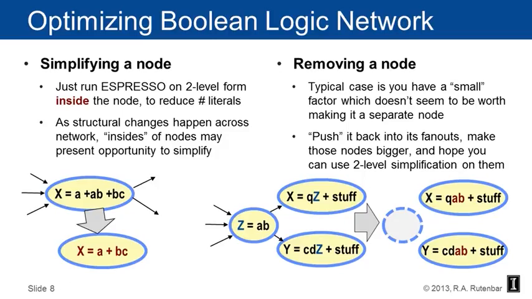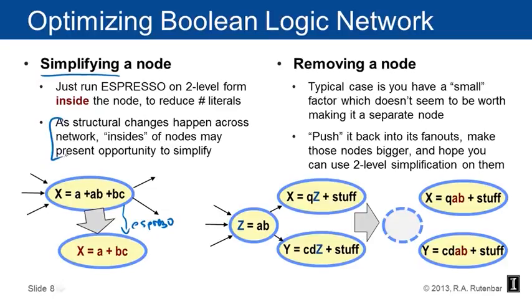So let's look at those examples of things that I just mentioned in text on the previous slide. Simplifying a node. I've got an example here where x equals a plus ab plus bc is a Boolean logic network node. I could run espresso on this node, and it would hopefully come back and tell me, well, x is actually a plus bc.